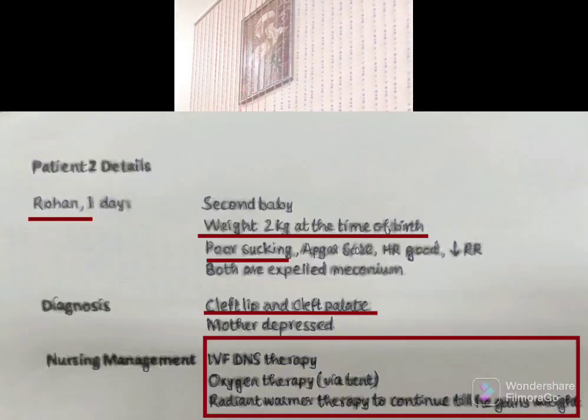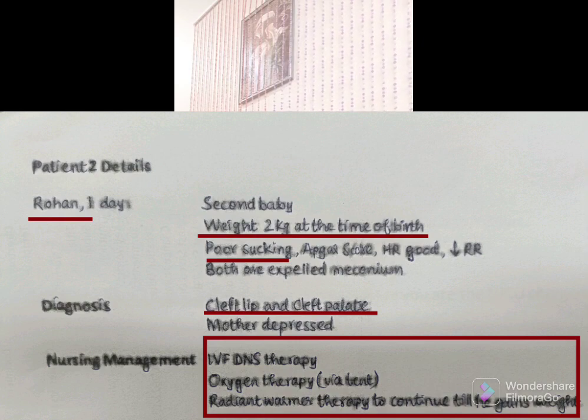And we will see the second baby. His name is Rohan. The second baby's weight is 2 kg at the time of birth. Poor sucking. APGAR score: heart rate was good, but decreased respiratory rate. Both expelled meconium, so for both of them, meconium aspiration happened. And for him, the peculiar diagnosis is cleft palate and cleft lip. So the mother is depressed. And the nursing management for Rohan is IVF, DNS therapy, oxygen therapy through the tent, and radiant warmer therapy to continue until he gains weight. And they have given the general discharge date.